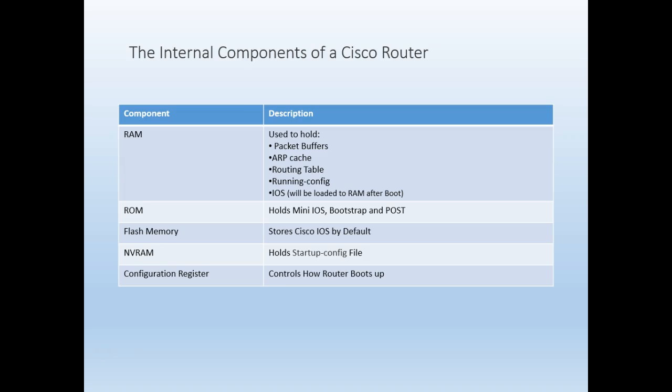The configuration register, which we're going to look at in a few minutes, controls how the router boots up. It's got a hexadecimal code that tells the bootstrap, basically, or the boot process, where to look for specific things like the IOS and the configuration file, where those things are going to be.